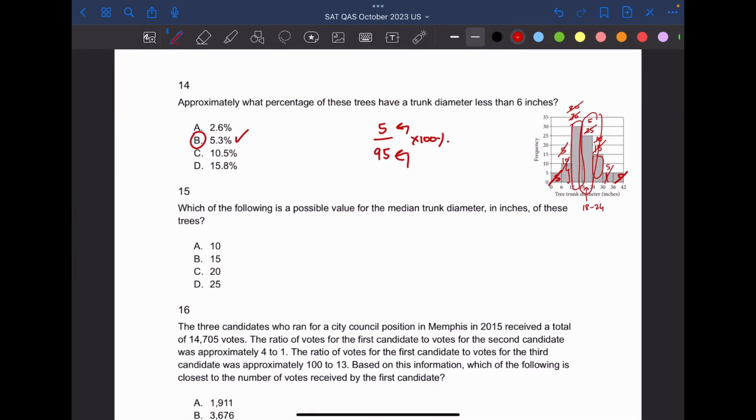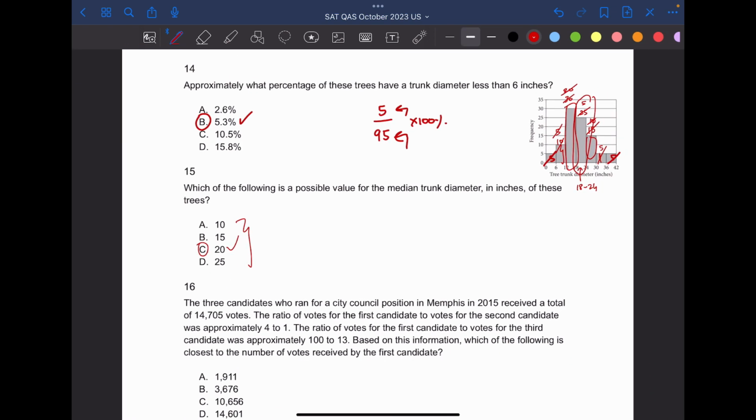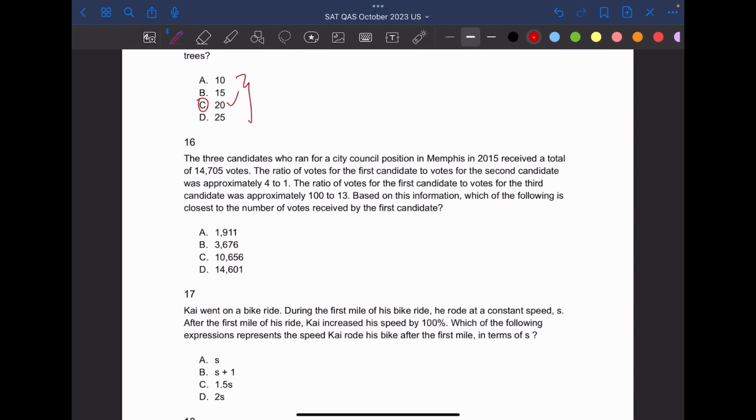So which of these numbers over here is between 18 and 24? The answer must be 20. So the answer is C. Pretty simple. If you want to rewatch that, you can do it because I did go through it a bit fast, but yeah, feel free to rewatch it.